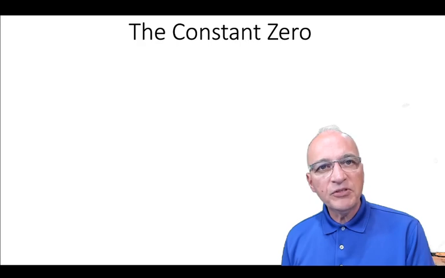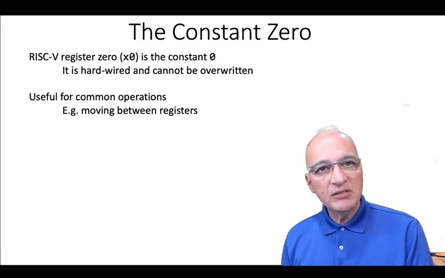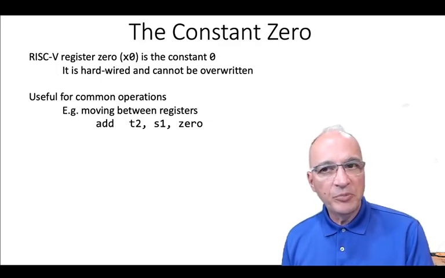To understand that, first we need to talk about the constant 0. The constant 0 is the register 0 in the RISC-V processor. It's a hardwired register that cannot be overwritten and always will contain the number 0. So it has several common uses. For example, if you want to move a value between two registers to make a copy from one register to another, you can simply add the register 0 to the source register, and that will copy its value into the destination register using an add operation.